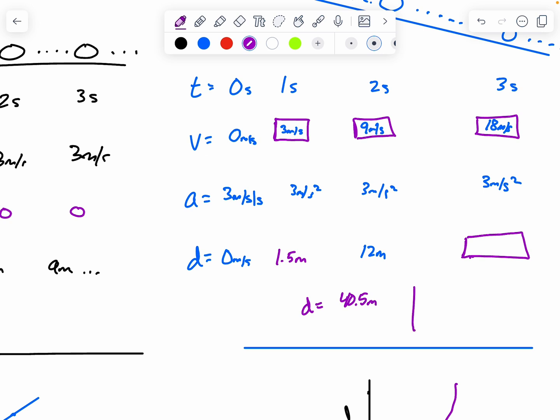Now I'm going to try it with the second method, the initial velocity times time. So in this case, the initial velocity was 9 times my time, which is 3 seconds. And then I'm going to add that to 1/2 times acceleration times time squared. And I get 40.5. So 40.5 should be your answer in meters. Either way works, double checking your math.